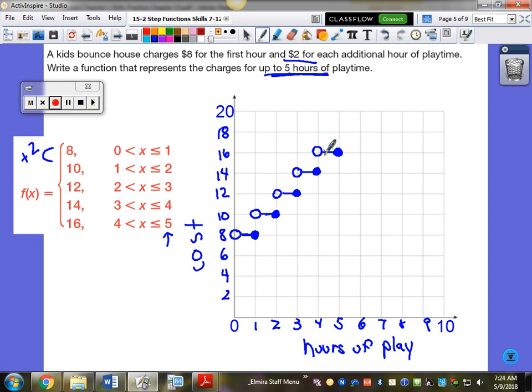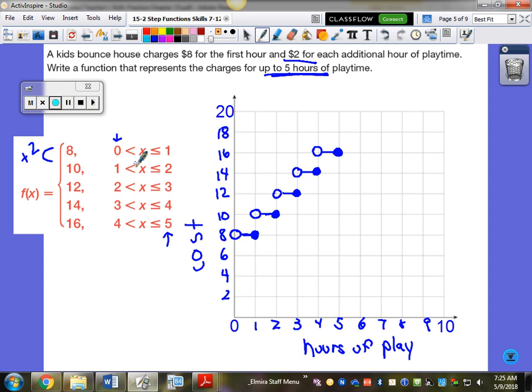Okay, so maybe you're asking yourself, how do I know whether I should have an equal bar or not an equal bar? Well, you have to picture the situation. Many of you have probably gone to some place like Party Central before, and common sense would say that there's no circumstance where you would go for exactly 0 hours, so you wouldn't put an equal bar there. But if you did play for exactly 1 hour, you would be charged the $8.